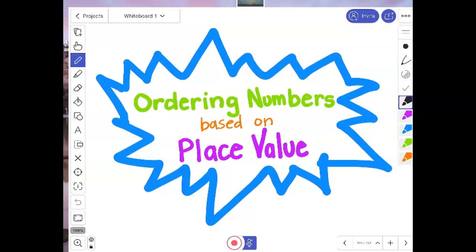So I'm going to teach you a strategy that helps you to organize your thinking and organize the numbers in a way that will keep you from making careless mistakes. So here we go.